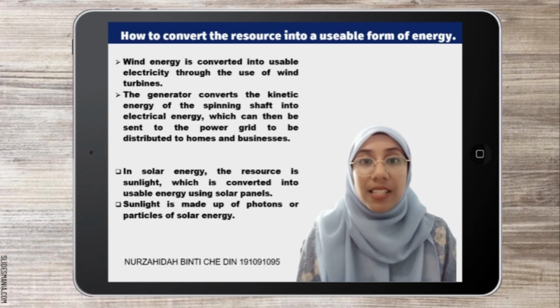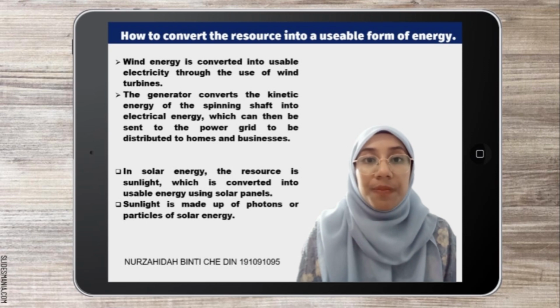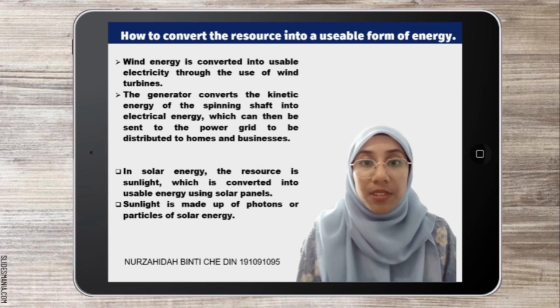This cell captures the sun's energy and converts it into electricity. Next, sunlight is made up of photons, or particles of solar energy. These photons contain different amounts of energy corresponding to different wavelengths in the sun spectrum.